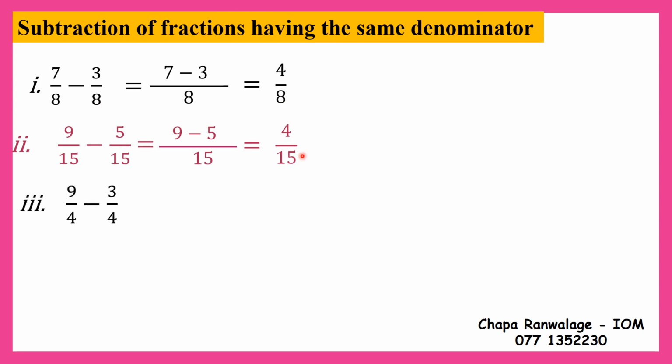And next one. 9 over 4 minus 3 over 4. Again, denominators are the same. Then we can write the common denominator as 4 and the numerators 9 minus 3. 9 minus 3 equals 6. Okay, 6 over 4. Now, can you see the numerator is greater than the denominator? Why? 6 is greater than 4. So again we have to convert this into a mixed number. Why? This number is greater than this one.